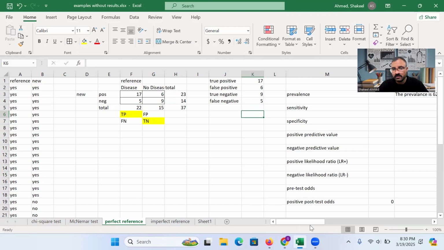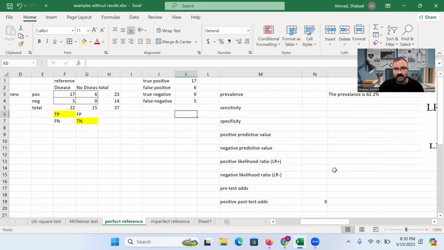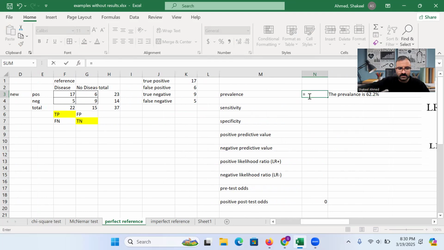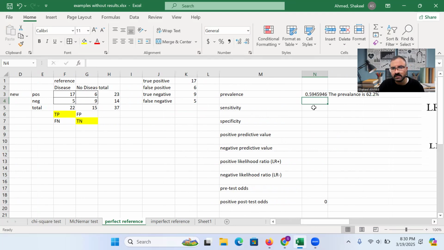And now we need to find these measures. The prevalence is the proportion of people who have the disease in the study, that is 22 divided by 37. This is the prevalence of the disease, almost 60%. You can just write it as a percentage: 22 divided by 37.